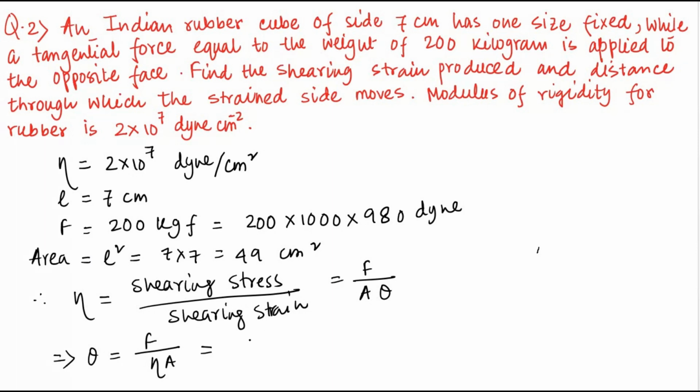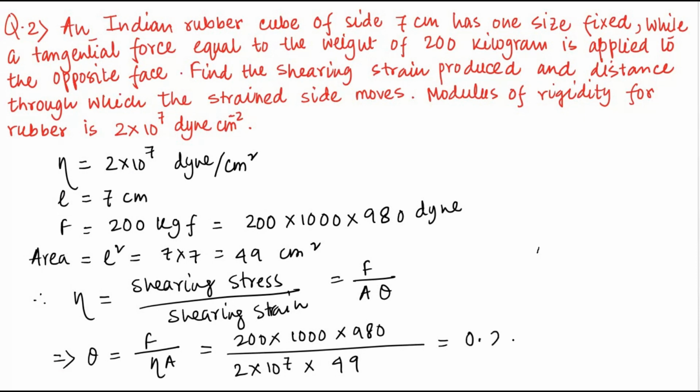Now F is known, which is 200 into 1000 into 980 divided by eta, which is 2 into 10 to the power 7, and area is 49. And after calculating this, we'll be getting 0.2 radian. Okay. Now this theta, which is the shearing strain, is equal to change in length upon L, which is the original length of that cube, right? So to find out the change in length delta L, it would be theta into L.